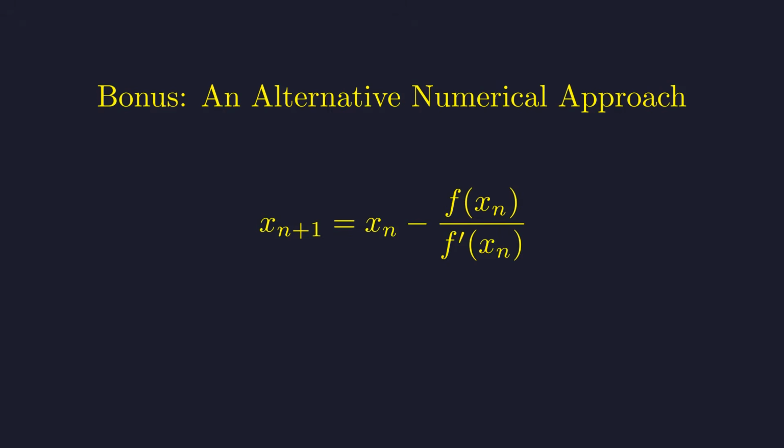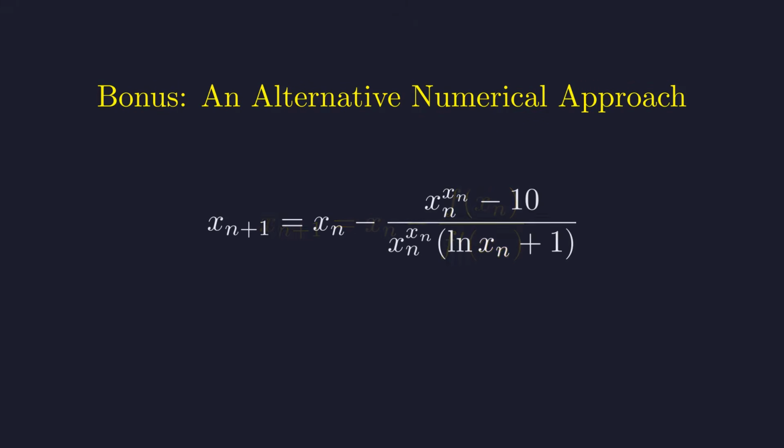For our problem, f of x is x to the power of x minus 10, and we've already found f prime of x. Let's substitute these expressions into the general formula. This gives us the specific iteration formula for our problem. The beauty of Newton's method is that it uses the tangent line at each point to predict where the function crosses 0.